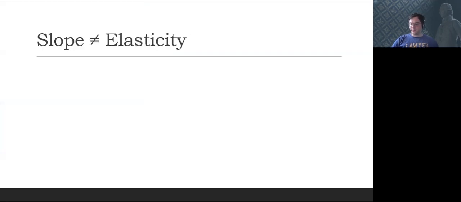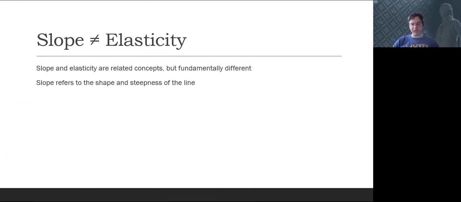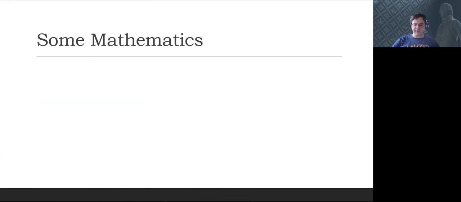So slope and elasticity. The important takeaway here is slope is not the same as elasticity. Slope and elasticity are related concepts, but they are fundamentally different. Slope refers to the shape and steepness of the line of the function we're looking at, whereas elasticity refers to percent changes along the line.